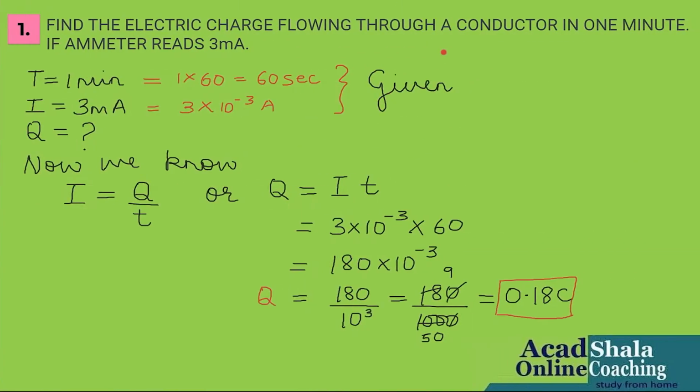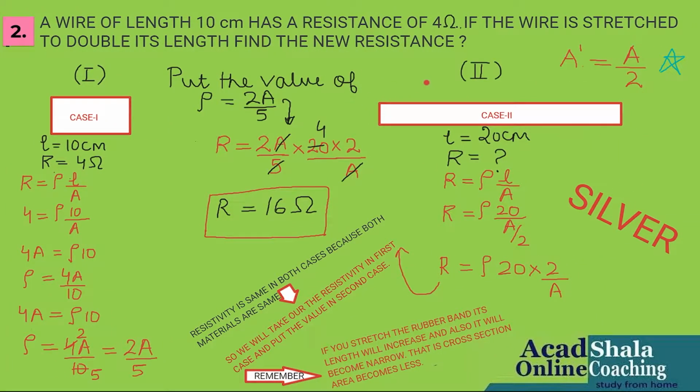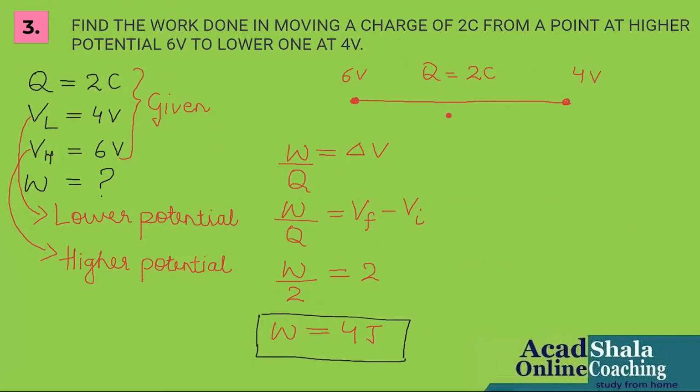Students, we have done numerical 1 and numerical 2 in the last video. Today we are going to continue with numerical number 3. So let's read. Find the work done in moving a charge of 2 coulomb from a point at higher potential, 6 volt, to a lower one at 4 volts.